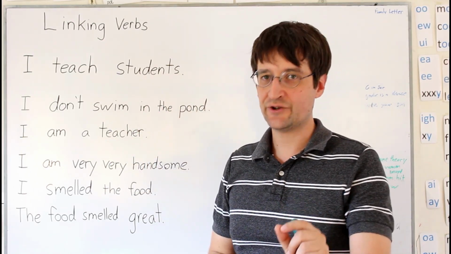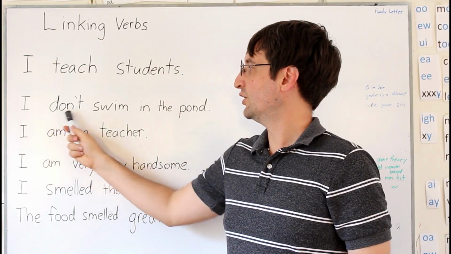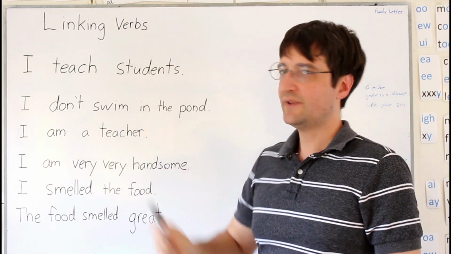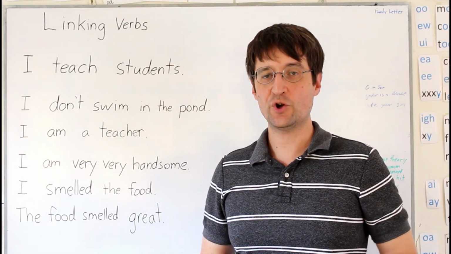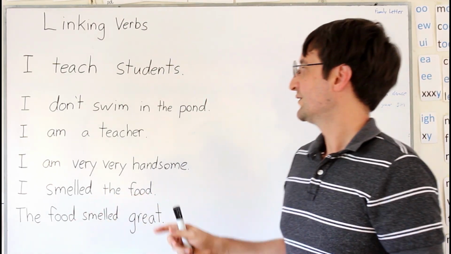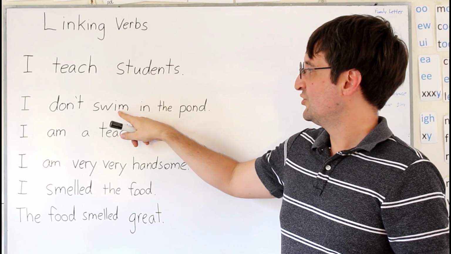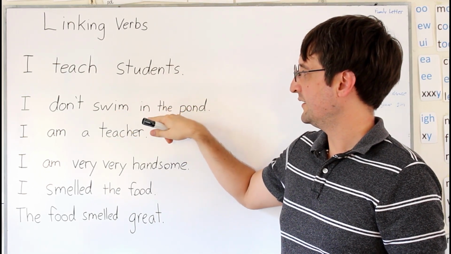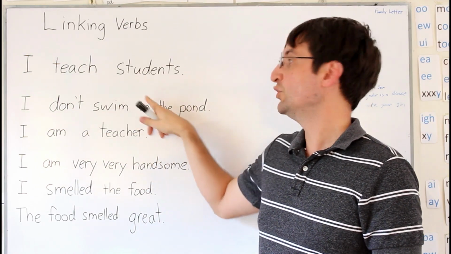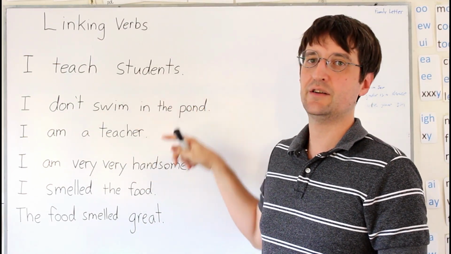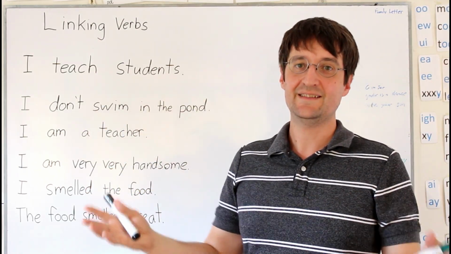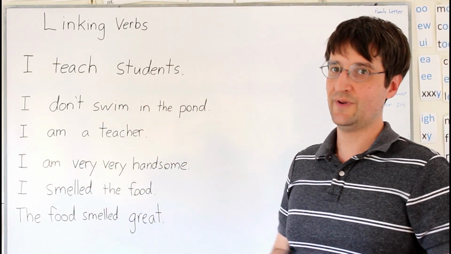Next, an intransitive verb. I don't swim in the pond. Swim, like many intransitive verbs, shows action in space, in environments. So swim doesn't do anything to the pond. Swim talks about how the doer of the action moves in the pond, is doing the action in the environment of the pond, or in this case, is not doing the action. Don't swim in the pond.